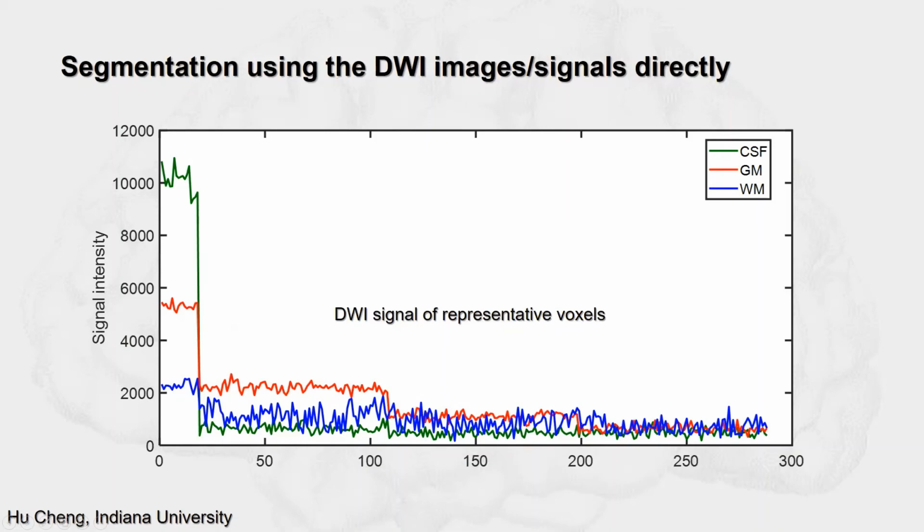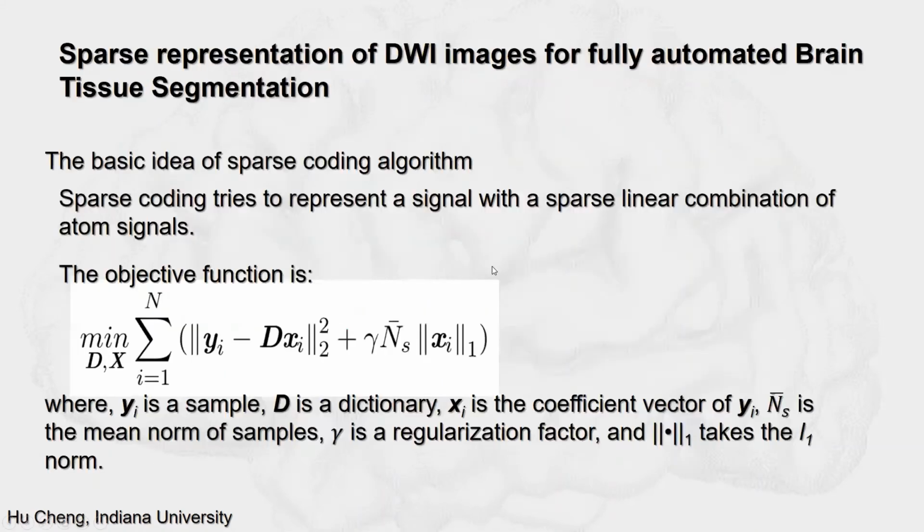Therefore, it is possible to classify the tissue solely based on the DWI signal. Here we present a recent work using sparse coding to fully segment the brain based on DWI images. The basic idea of the sparse coding algorithm is to represent a signal with a sparse linear combination of atom signals.